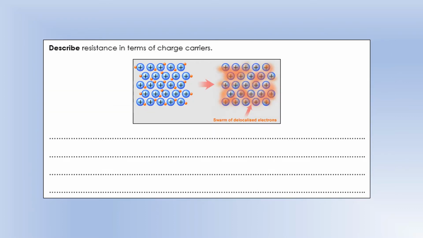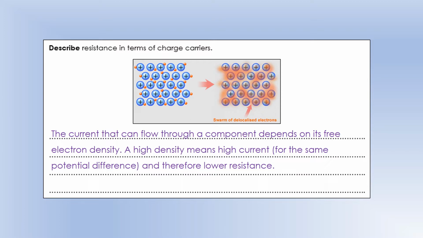So let's talk about what resistance is in terms of these charge carriers or these free electrons. If you're going to be a conductor, you need free electrons, and to do that you need a kind of bonding called metallic bonding. The size of the current that can flow through a material depends largely on its electron density. There's another factor we can talk about in a second. If you have a high density, that means a high current can pass through, and that means the resistance is lower. When you have something that allows a high current, it's going to have low resistance.